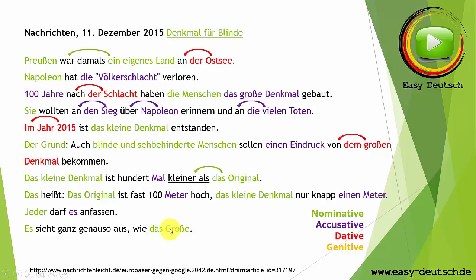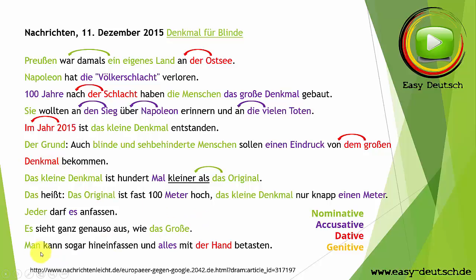Again, we dropped the verb as well because it's the same verb as in the clause before. The full sentence would be wie das große auch aussieht. So, subject of that, and that's why nominative case. Last sentence. Man kann sogar hineinfassen und alles mit der Hand betasten. You can even get into it and touch everything with your hand.